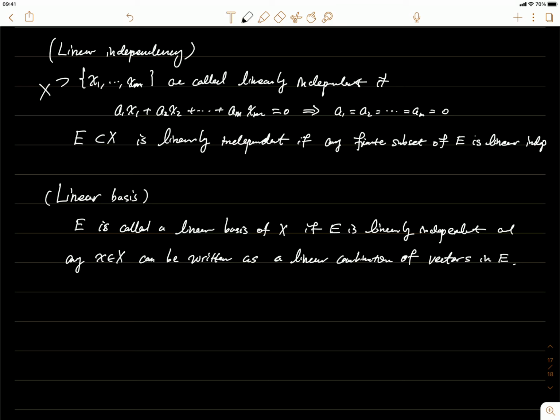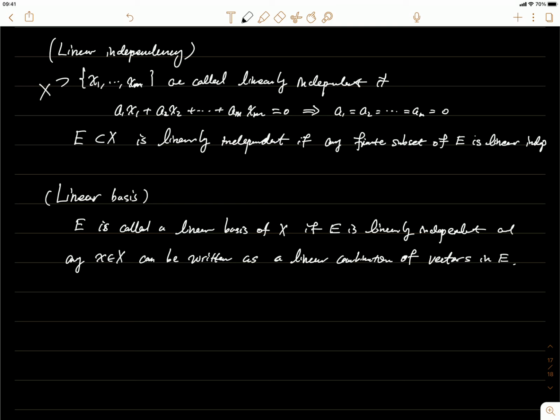It is easy to show that if you can write an x as a linear combination of vectors in E, then the way of writing it is unique. You cannot find another set of vectors in E and use a linear combination of them to represent the same x. That's not possible. And that's pretty similar to the proof for the uniqueness of linear combination of bases for finite dimensional spaces.